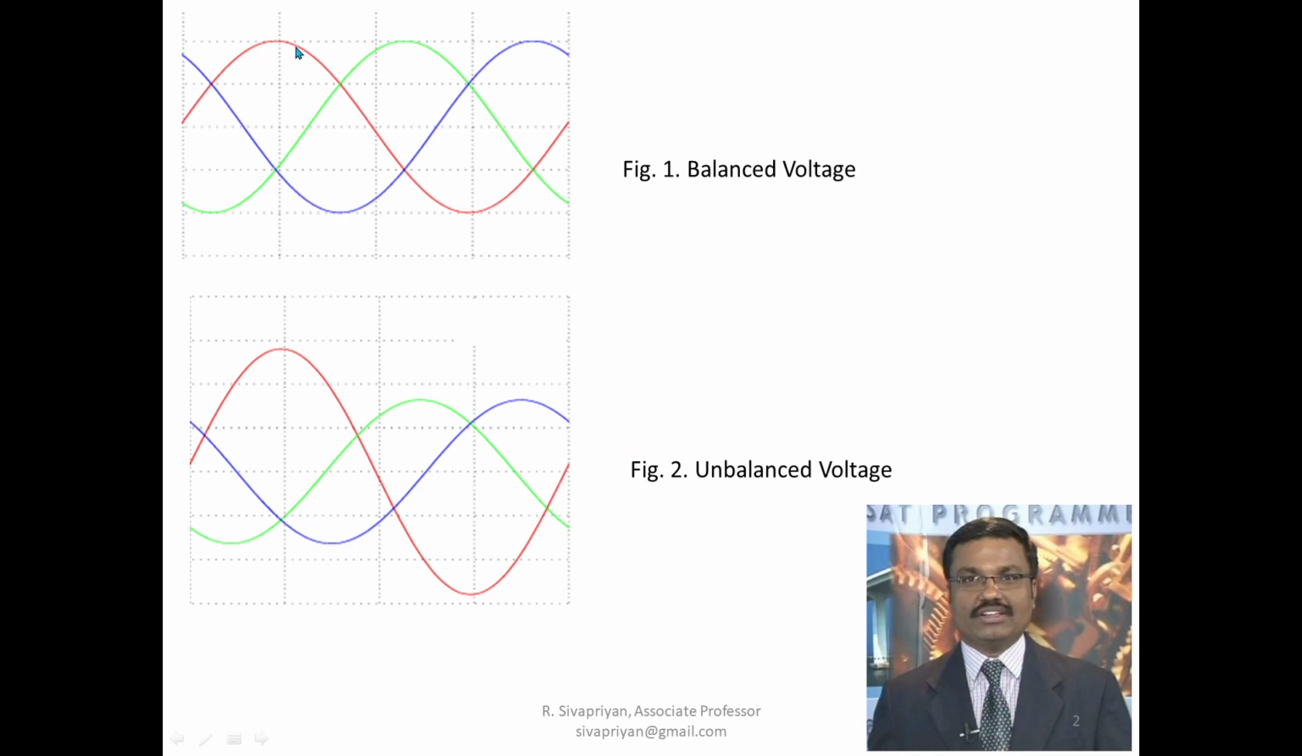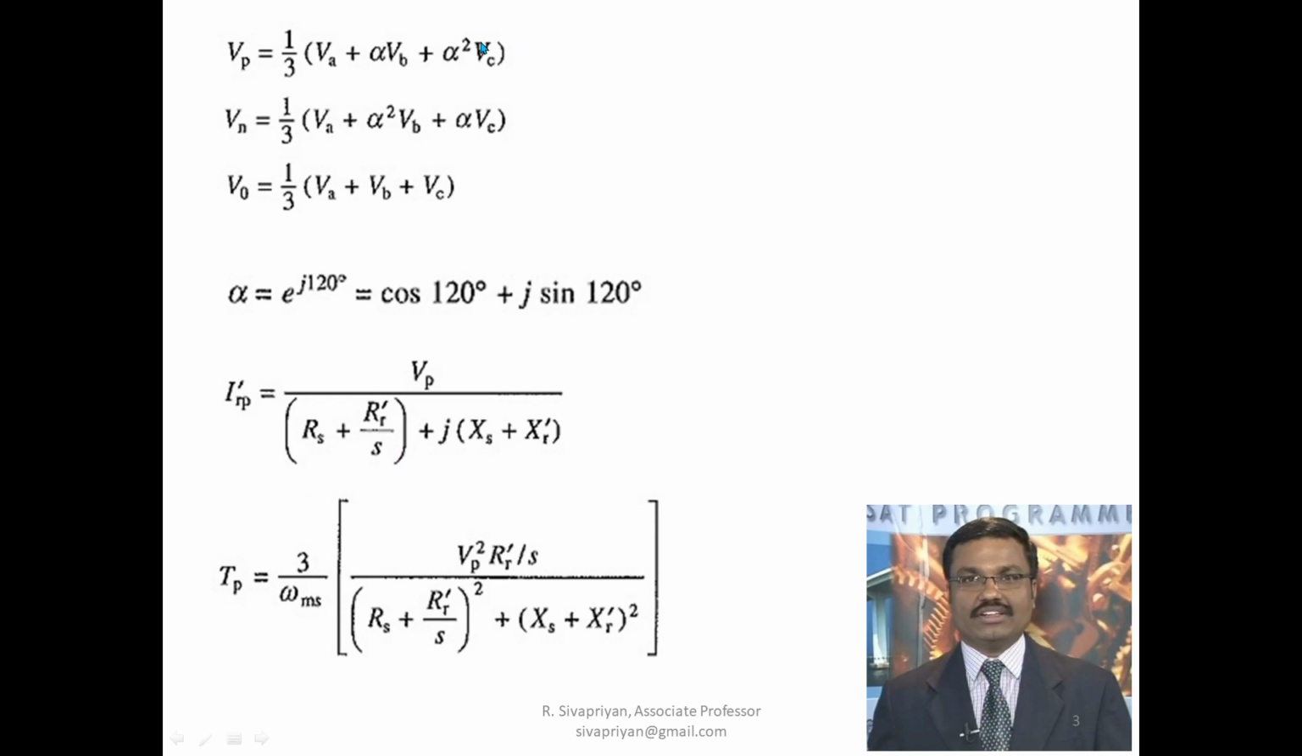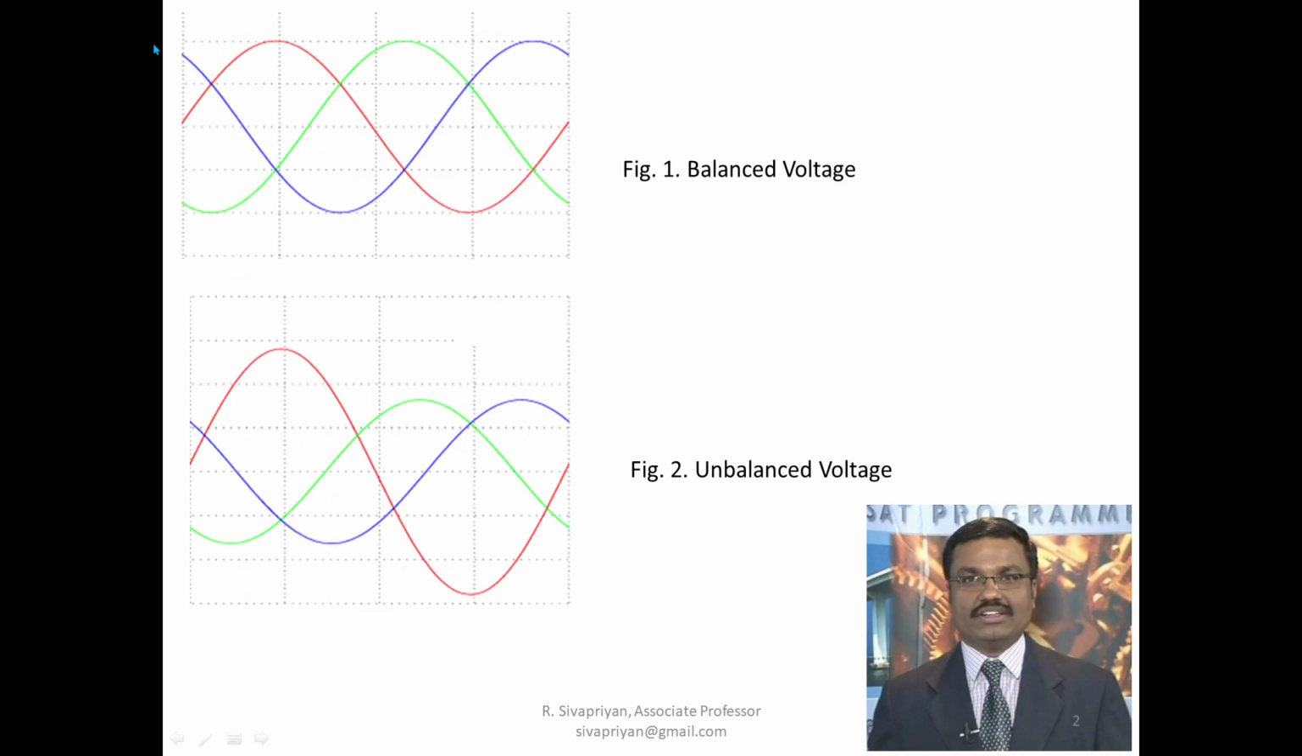So this is the balanced voltage. Balanced voltage means that all the magnitudes remain the same: R, Y, B, all remain the same value. So that is called a balanced voltage. What do you mean by unbalanced voltage? The voltages will not be the same. So that is called an unbalanced voltage. Normally in the balanced voltage there will be no current in the neutral. In unbalanced voltage there is a current in the neutral.